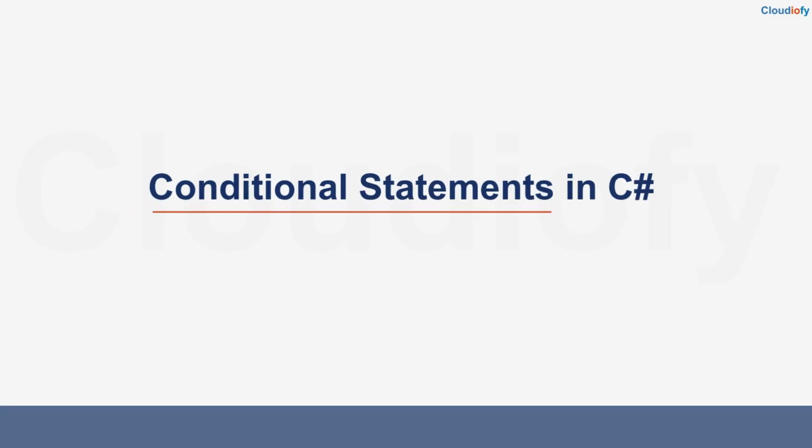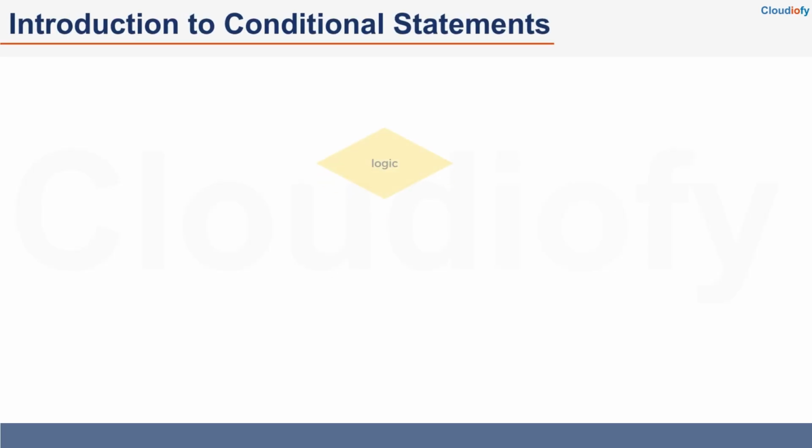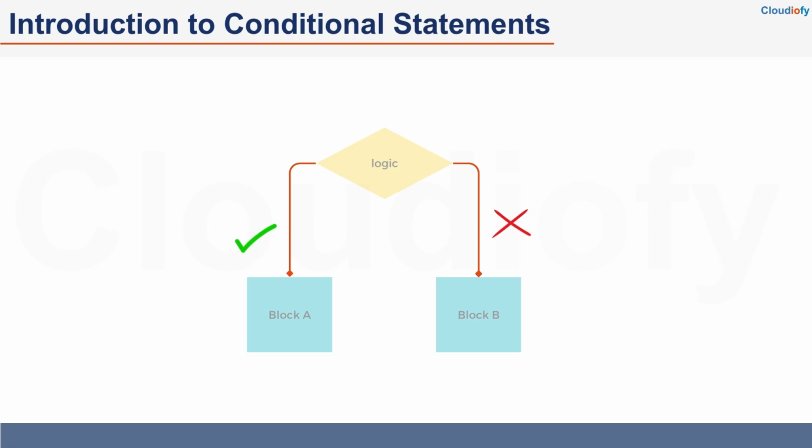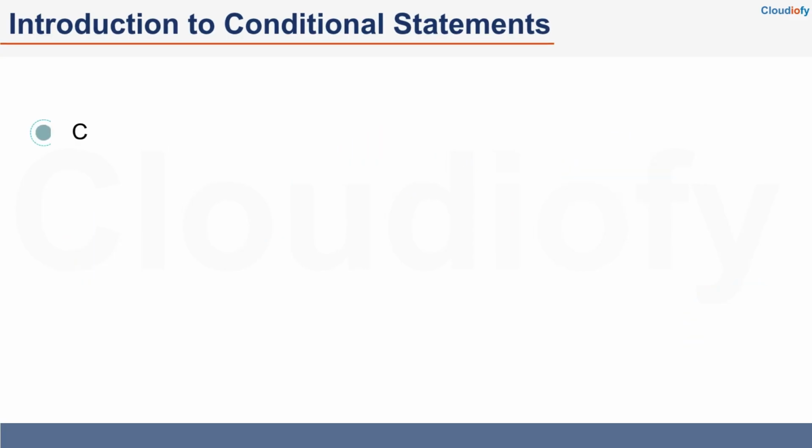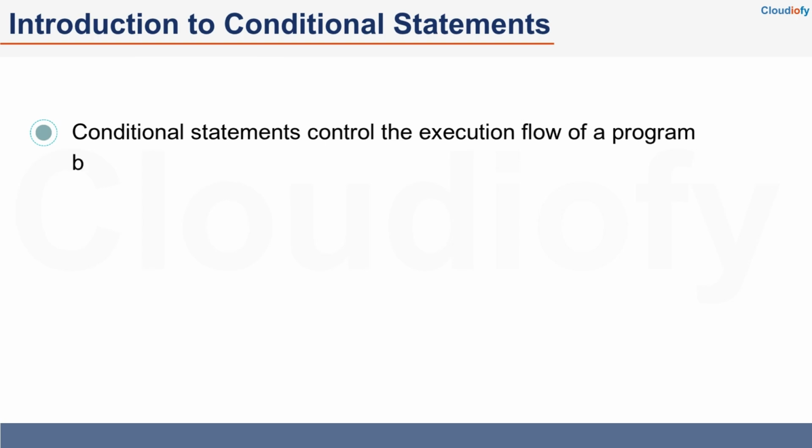In today's C# tutorial, we are breaking down one of the most important concepts, conditional statements. Conditional statements are used when your program needs to make decisions, like choosing what to do based on different situations. In this video, you'll learn how to use if, else, else if, and even switch statements to make your application smart, responsive, and efficient.